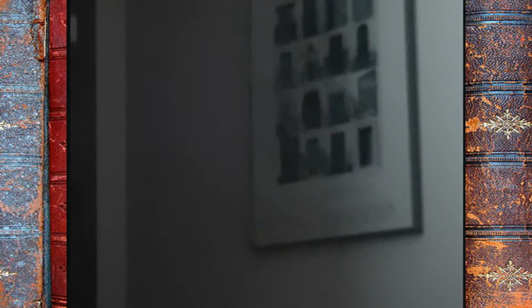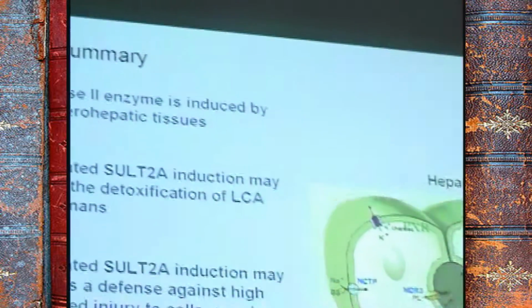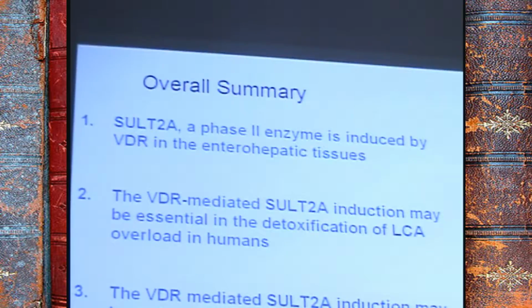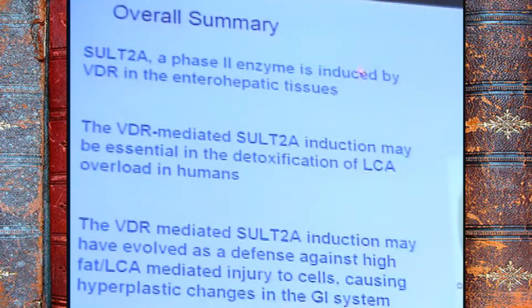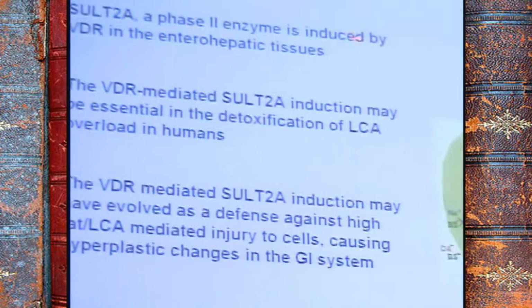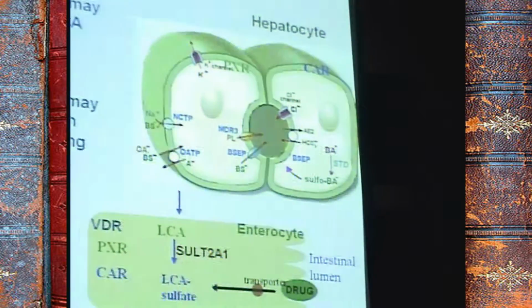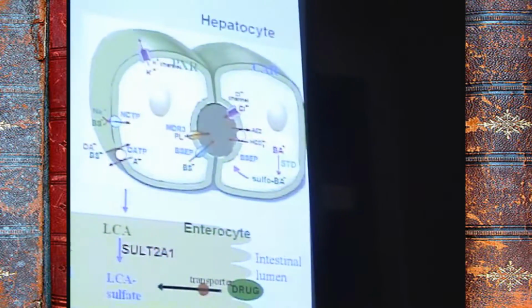SULT2A1, we have been studying it since the early or middle 1980s, when we cloned this gene as a senescence marker protein. It has turned out now to be a phase 2 enzyme, and the surprising result is that it's induced by vitamin D receptor in the enterohepatic tissues, and this VDR-mediated SULT2A induction physiologically may be essential in the detoxification of LCA overload in humans.